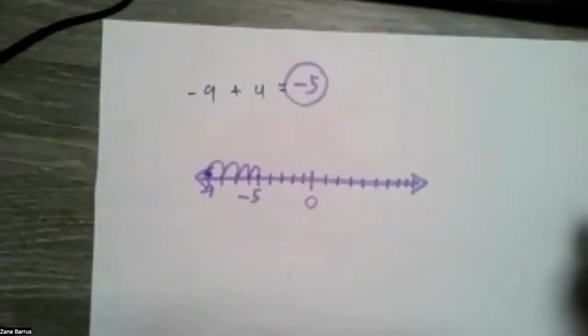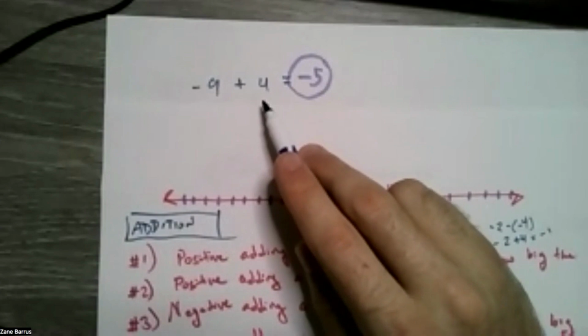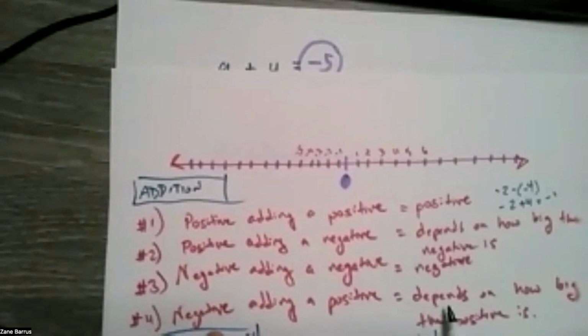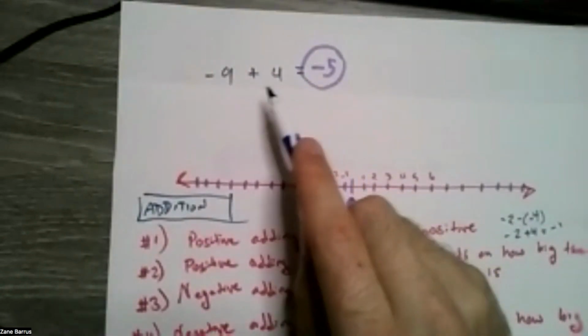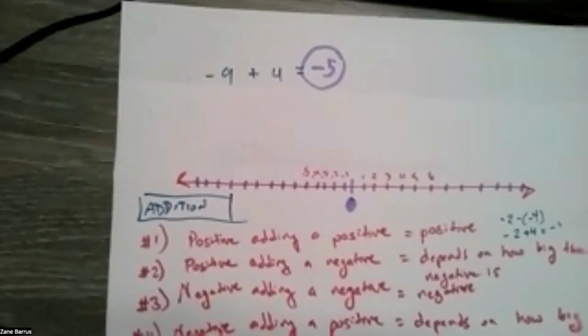Okay. Now back to our cases here. We had a negative number, and we were adding a positive, right? So a negative number adding a positive, it just depended on whether that was going to stay positive or negative, depending on how big that second number was. But since 4 is a pretty small number compared to 9, it was going to stay negative. Okay, let's do another one.